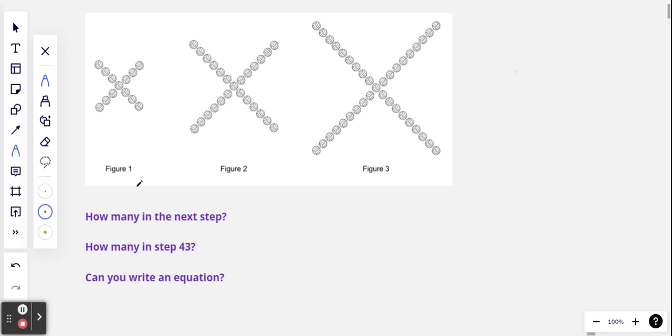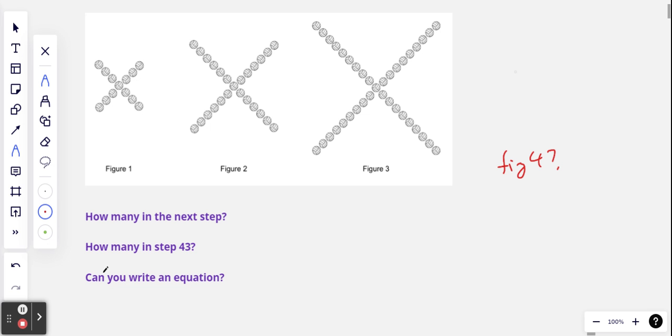Here is figure 1 of the pattern, here's figure 2, here's figure 3, and your challenge is to determine the number of soccer balls in figure 4. If you can do that, can you determine the number in figure 43? And could you write an equation that could be used to determine the number of soccer balls in any step at all? So that's the challenge. If you'd like to accept it, pause the video and see what you can do.